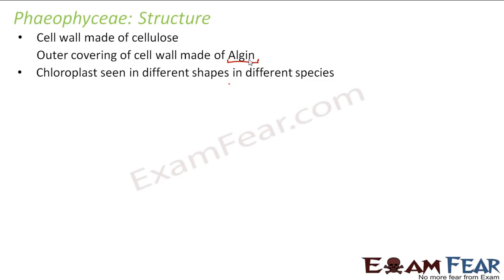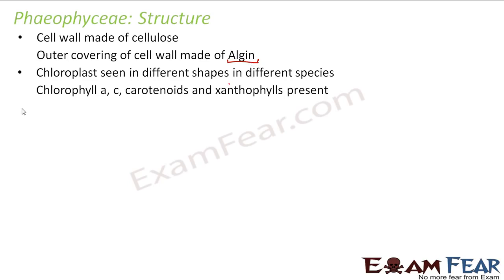Chloroplast again is seen in different shapes in different species. So what are the different types of pigments present in Phaeophyceae? Chlorophyll a, c, carotenoids and xanthophylls. Due to the presence of all these pigments, they are generally brown in color. Their brown color is because of the presence of carotenoids and xanthophylls, and in xanthophylls there is a special pigment known as fucoxanthin, which gives it a brown color.